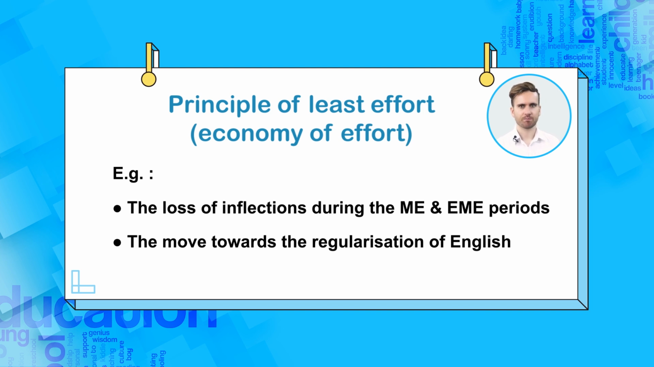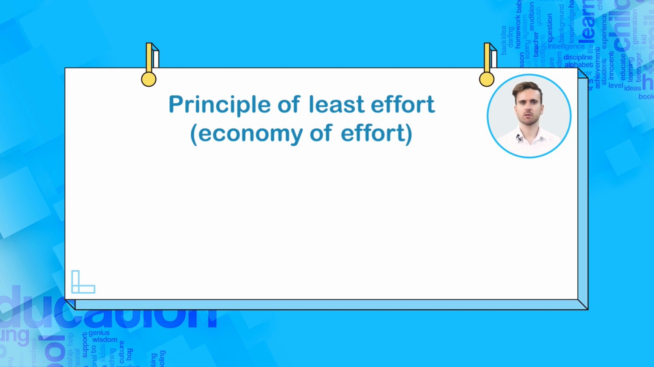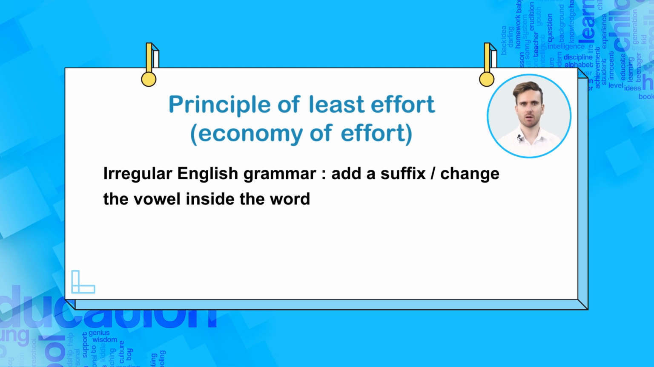To demonstrate this, let's use plural on nouns and past tense on verbs. Irregular English grammar is a relic from Old English, when there were two main ways of forming these. Add a suffix, of which there were several, or change the vowel inside the word. In present-day English, the regular rule is that plural is marked with S, and past tense is marked with ED. And most nouns and verbs use these rules.